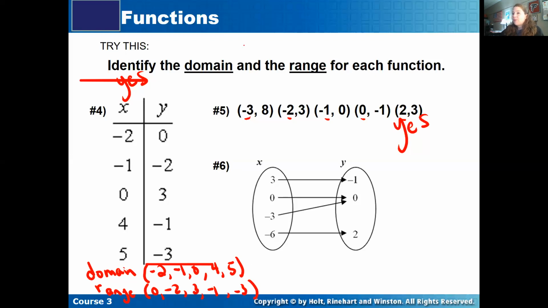All right, what about number 5? Can you list the domain? Pause the video and list the domain and the range.